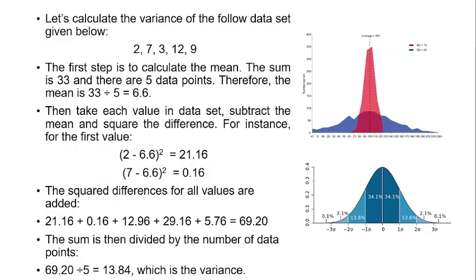0.16. The squared differences, all values, are then added. So we get 69.20. The sum is then divided by the number of data points. So we have 5 data points. So 69.20 is divided by 5, and we get 13.84, which is actually the variance.